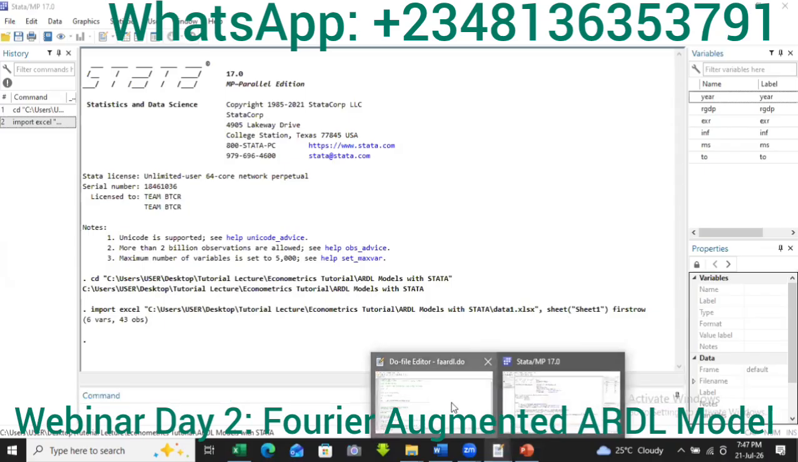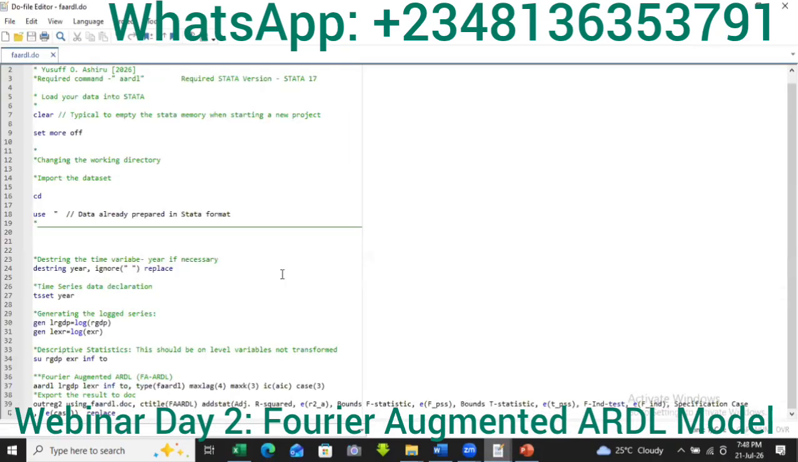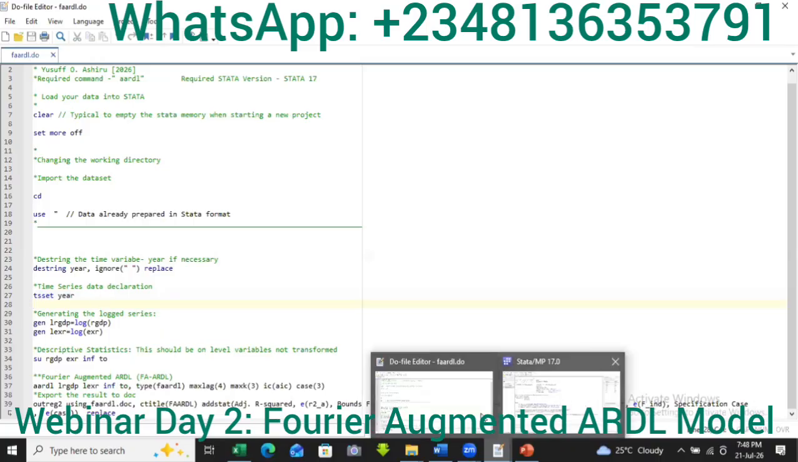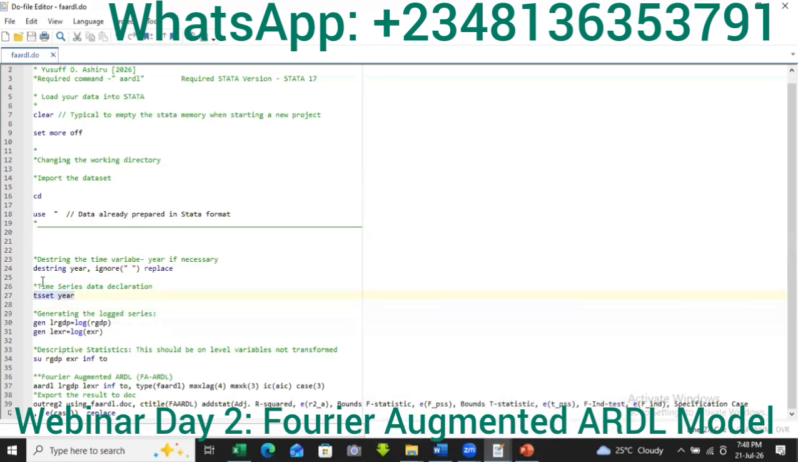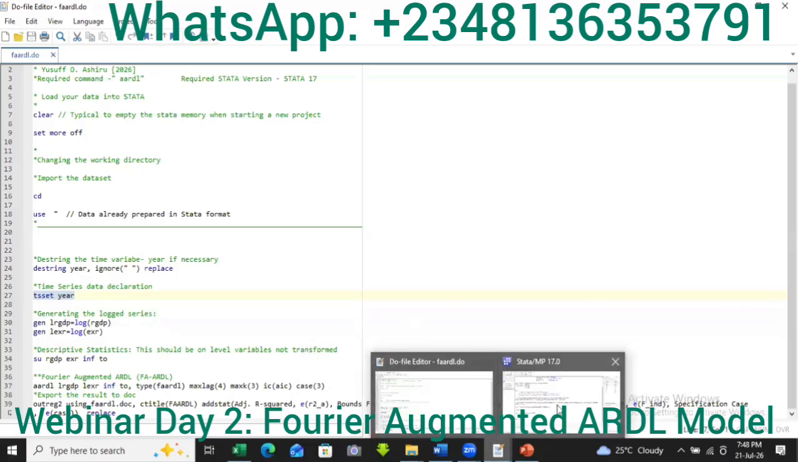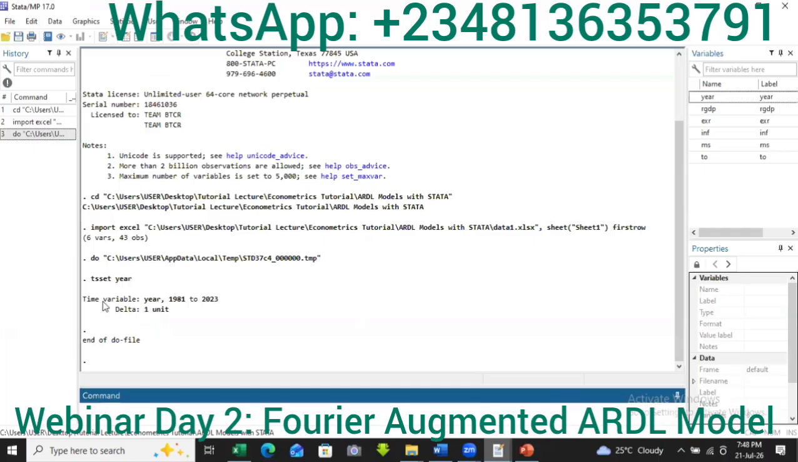Then I go back to my do file. The first thing to do is to declare the data set as time series. So let me do that. To declare the data set as time series, I run the line of code in line 27. Let me execute that. So I have my data set declared as time series.